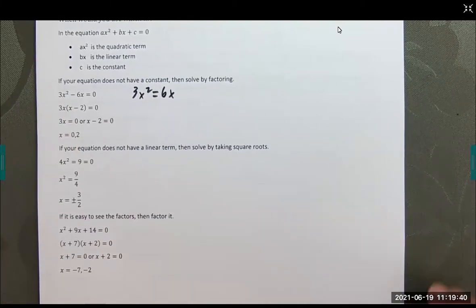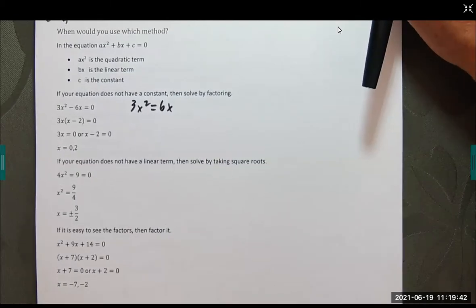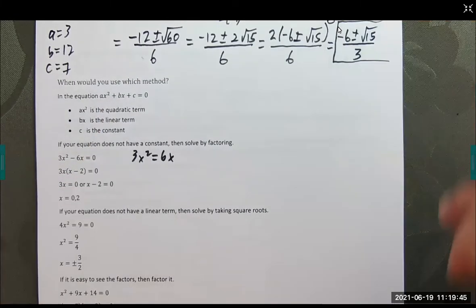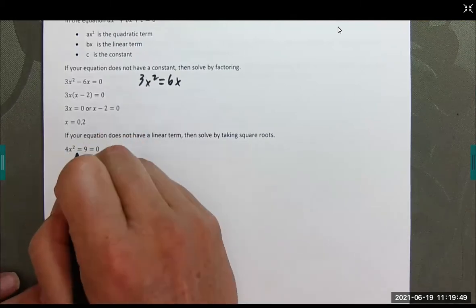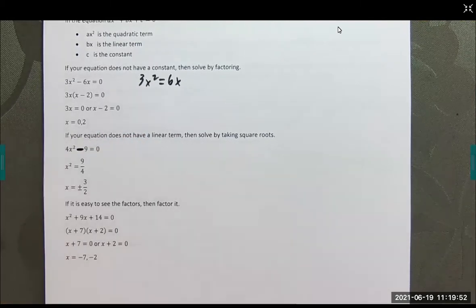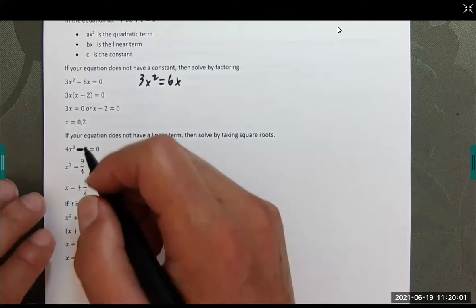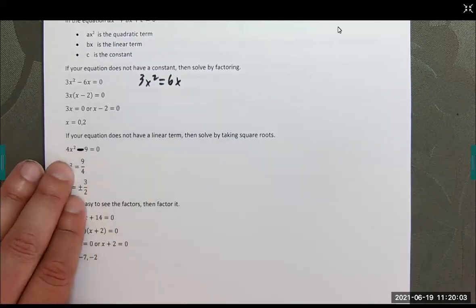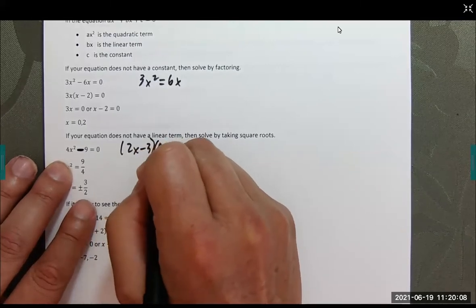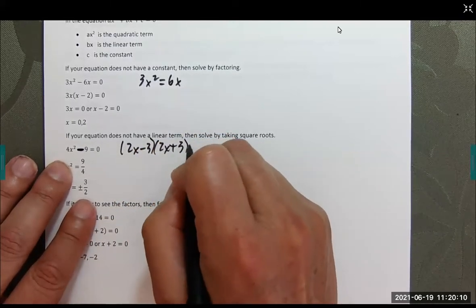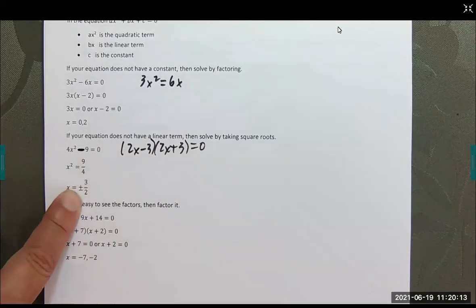If your equation does not have a linear term, the middle term here, the bx. And this should be a subtract. 4x squared minus 9 equals 0. What you can do is isolate the squared term and plus or minus take the square root. You might have noticed that this was also a difference of squares. So you could have factored this one into 2x minus 3, 2x plus 3 equals 0, and you'd still end up with the same answer. So both ways could work there.